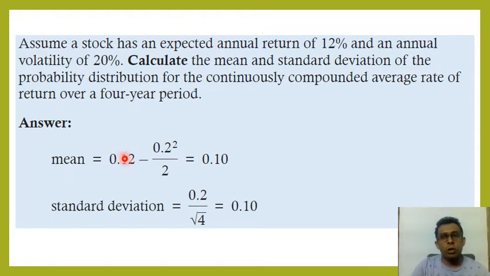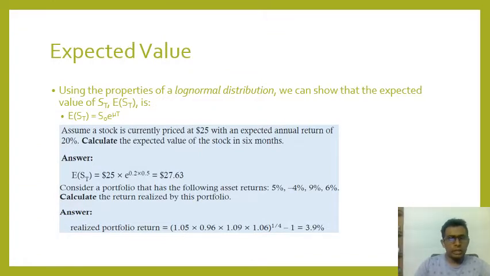That is 0.12, the expected annual return mu, minus 0.2 squared, the volatility squared, divided by 2, which gives 0.10. The standard deviation is 0.2 divided by the root of 4, which is 2, which gives 0.10. So the mean and standard deviation are found using the previously derived formula, because the logarithmic distribution divided by t gives you the continuously compounded return. So that's all. Now finding the expected value using the properties of the log-normal distribution.